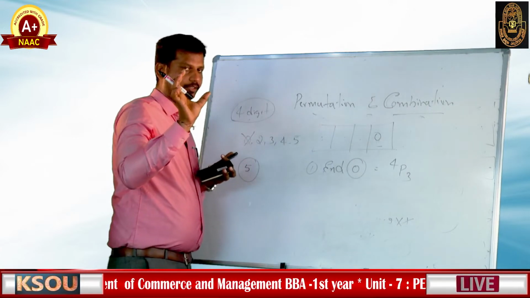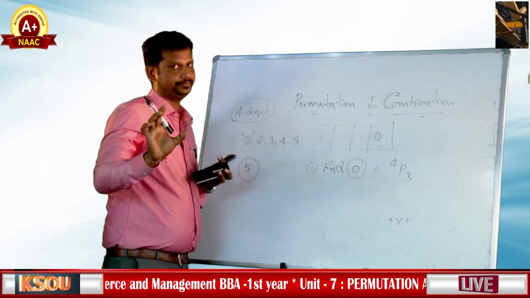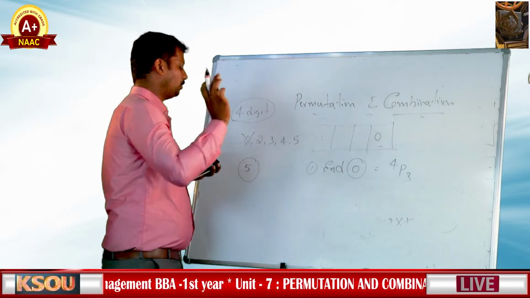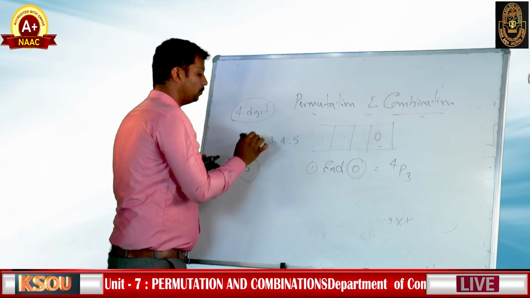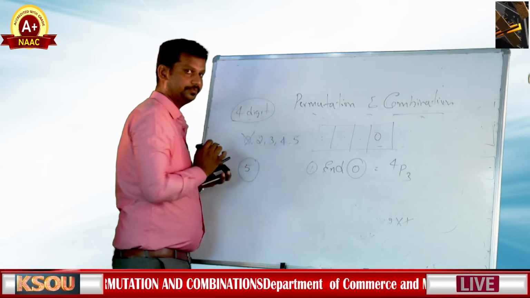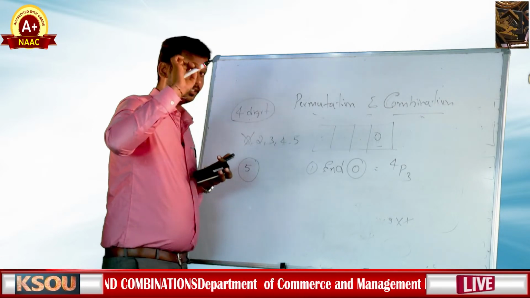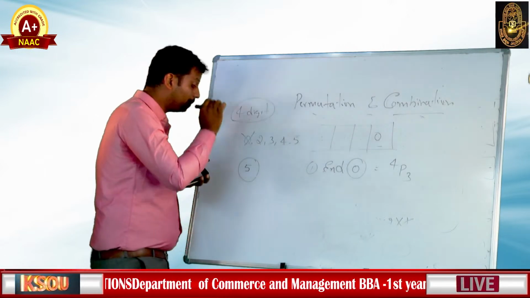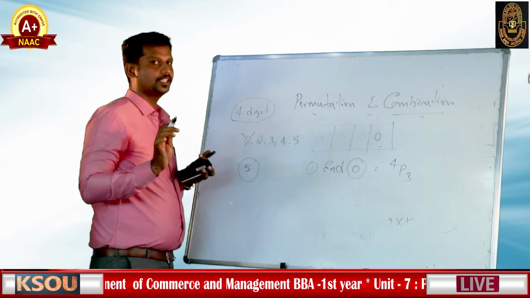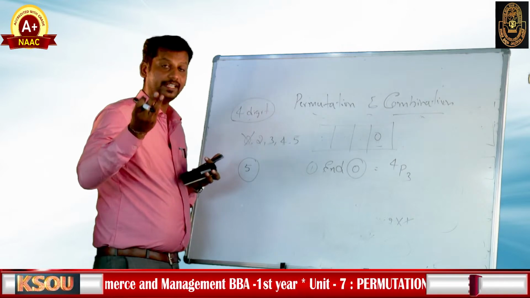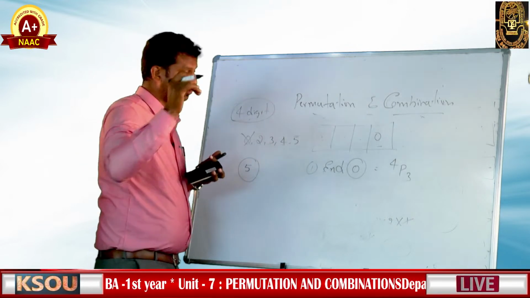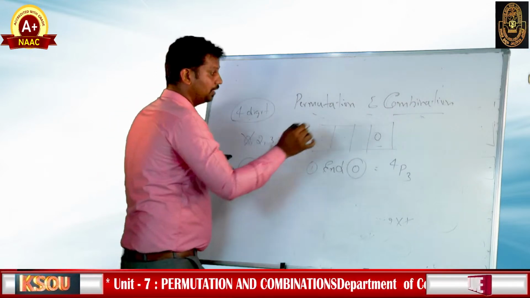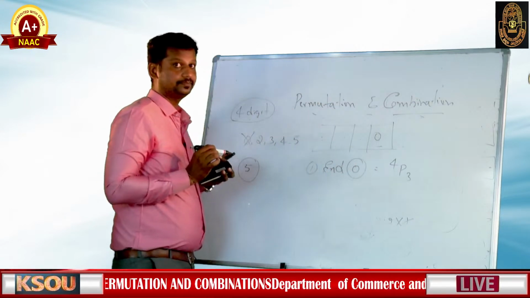The total value is divisible by 5. Clear? So the digits are 0, 2, 3, 4, 5. What is the condition? The number must be divisible by 5. A number is divisible by 5 only if it ends with either 0 or 5. So now, first case, the end number will be 0.